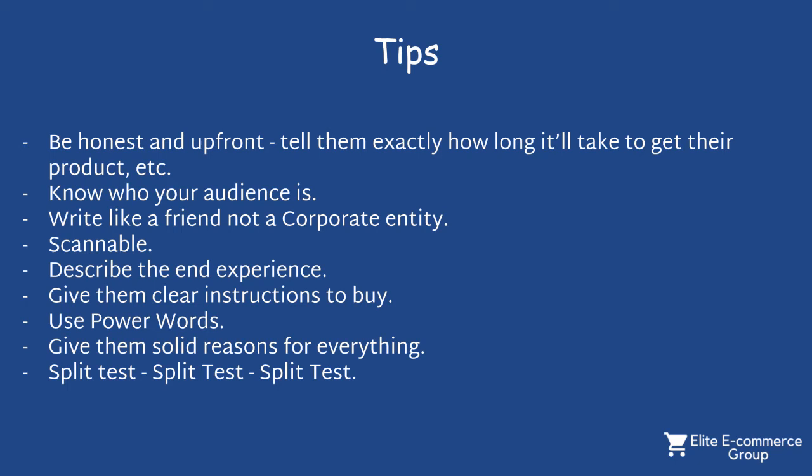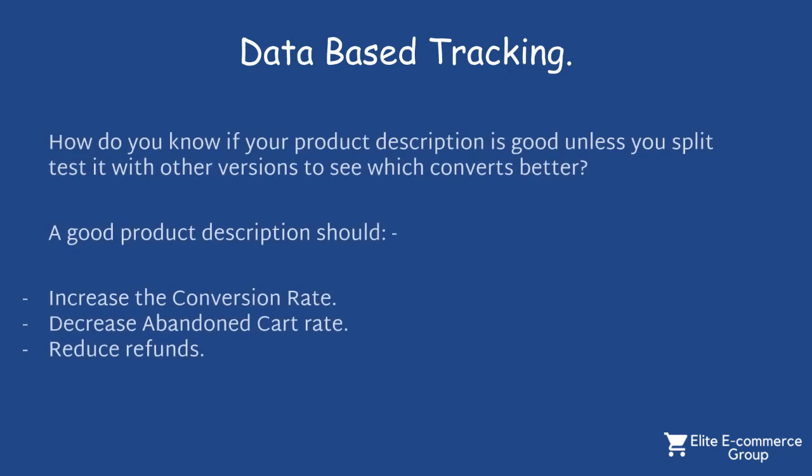Split test. You've got to use a lot of database tracking. You can't just say, oh, I like this piece of copy, it will convert better, or, oh, I don't like that, it won't convert. No, test both of them and see what converts, and then scale that up. All right, so database tracking. How do you know if your product description is good? What are the metrics that you look at? Unless you split test it with the other versions to see what converts better.